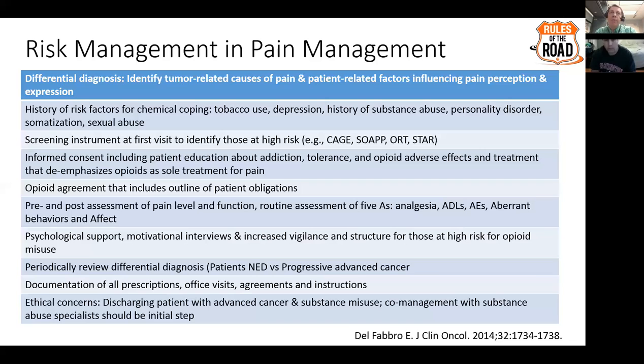And then there are the ethical concerns of what to do about discharging from our care a patient who has advanced cancer and a legitimate medical need, but who has ongoing substance misuse and/or active addiction. Do we discharge them from our practice? Do we continue to take care of them in our practice but not prescribe opioids for them? Or do we seek out substance abuse specialists that can help us co-manage these patients from the beginning?